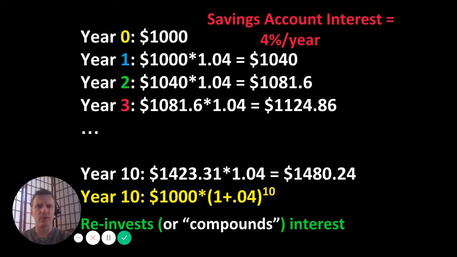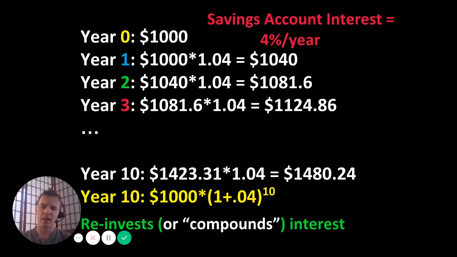This is the example we just saw where we had $1,000 earning 4% per year. And if you understand how we got from year zero to year one, where we earn 4% on that $1,000, and at the end of the year we have $1,040, and that $1,040 serves as the beginning year money in year two, and we earn 4% on that, and that gives us $1,081.60, and so forth and so on.